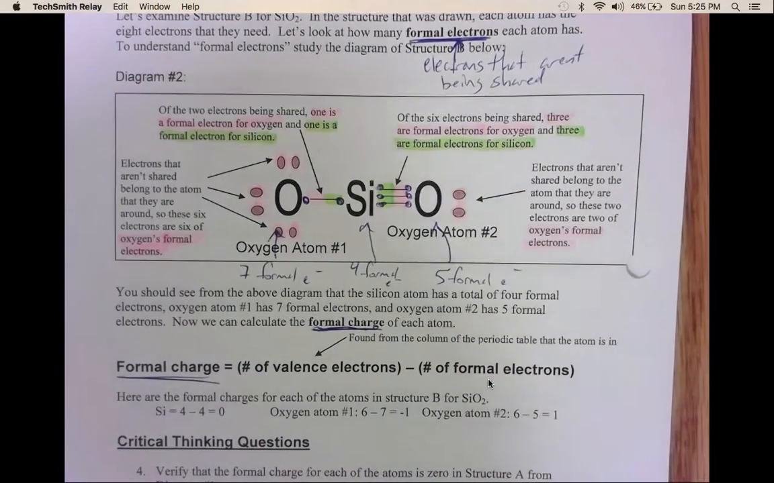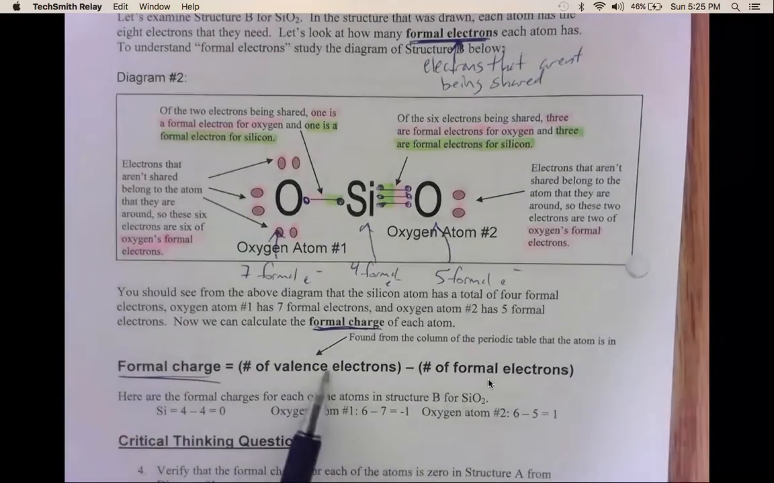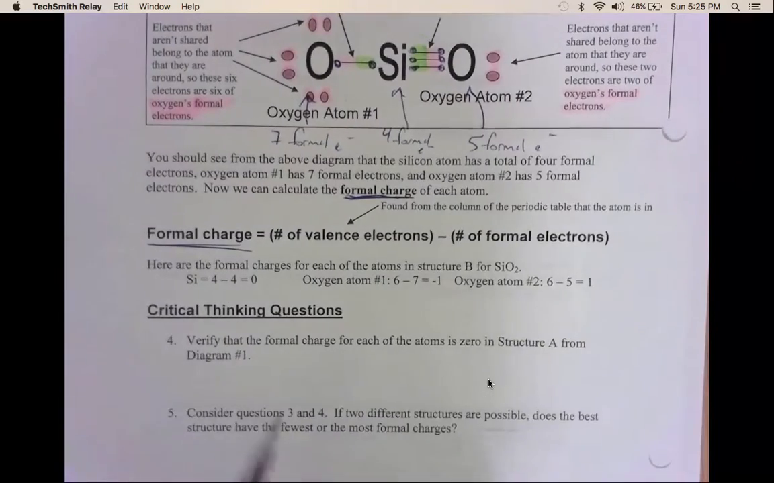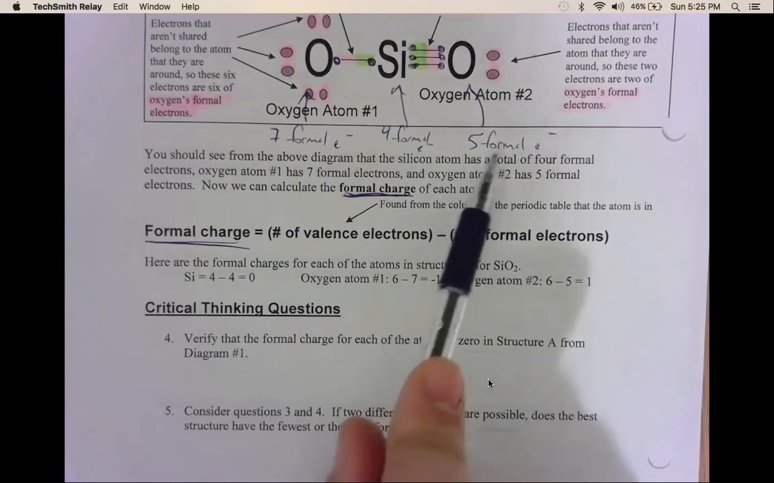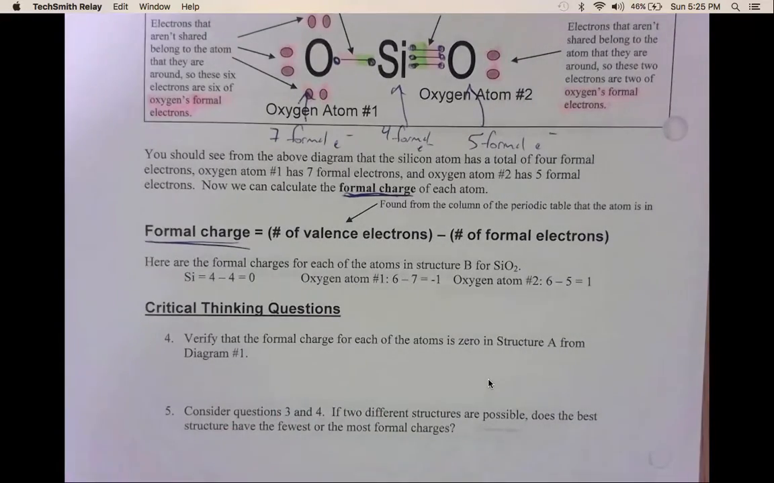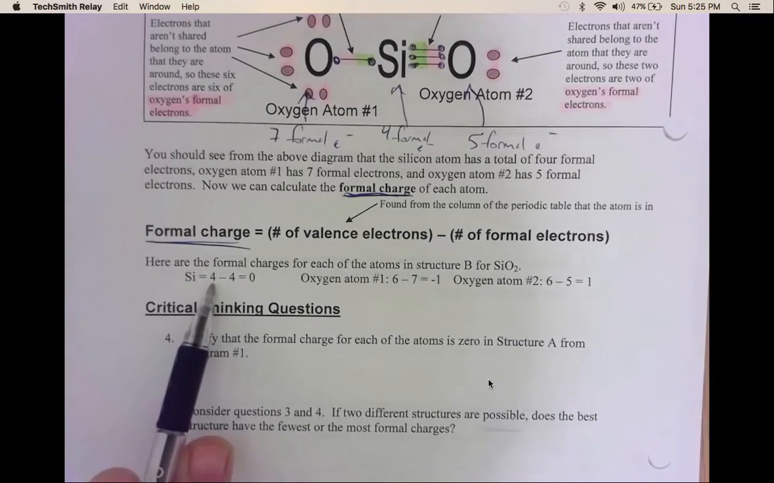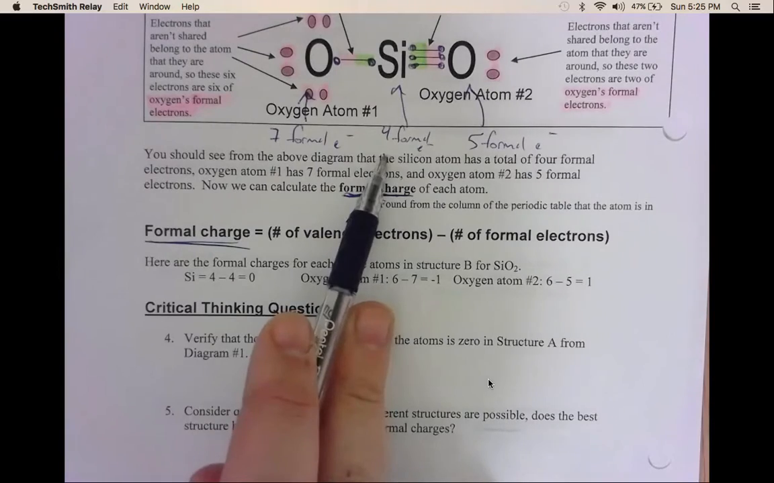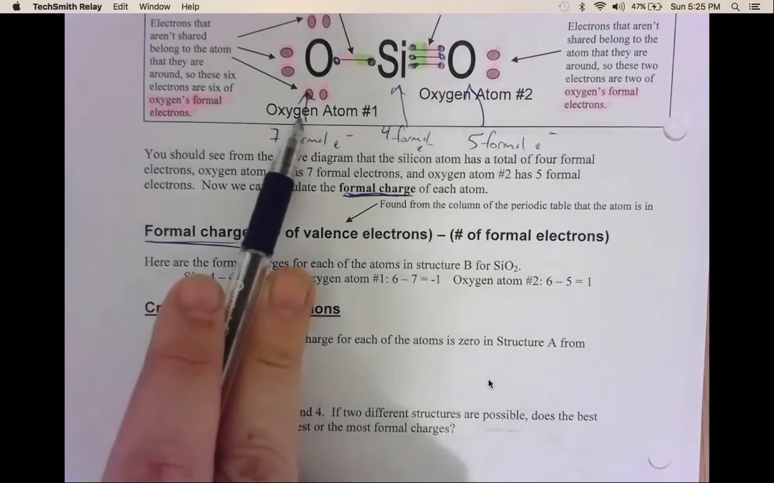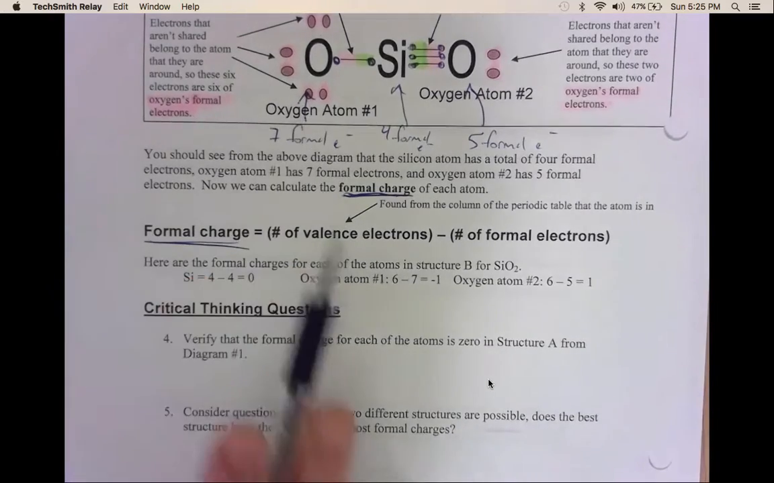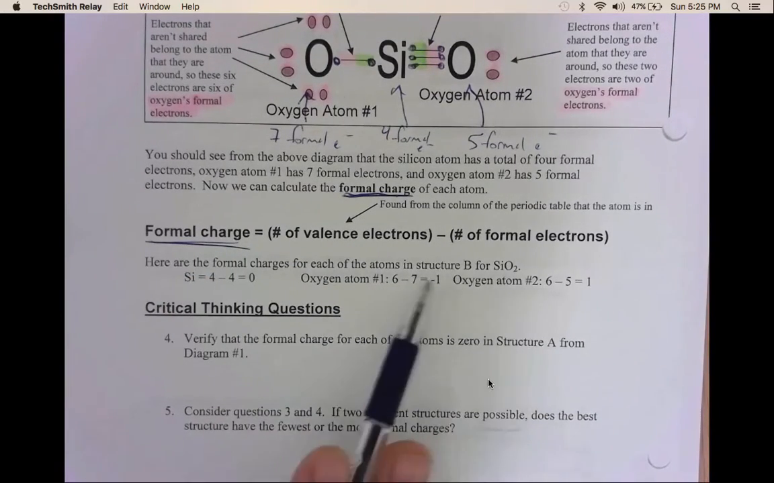So now when we calculate the formal charge, we plug it into our formula. So you see them do that right here. So they use the information right here with the formal electrons with the valence electrons from the periodic table. Remember, the column number tells us how many valence electrons they have. So silicon has 4 valence electrons and 4 formal electrons. So it's 4 minus 4. The oxygen atom number 1. Remember, this one is oxygen atom number 1. Remember, both oxygens have 6 valence electrons.